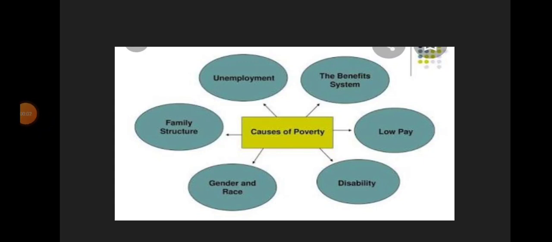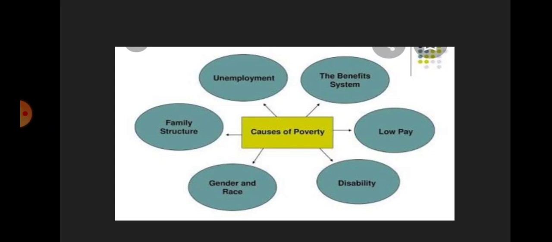Very good morning, students. Let's discuss the causes of poverty today. In this picture, you can see many of the causes which are mentioned here: unemployment, the benefit systems, low pay, disability, gender and race, and family structure. These are the basic reasons of poverty, and many more are there.